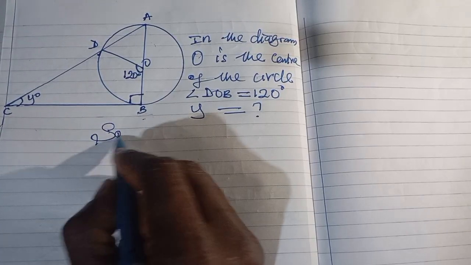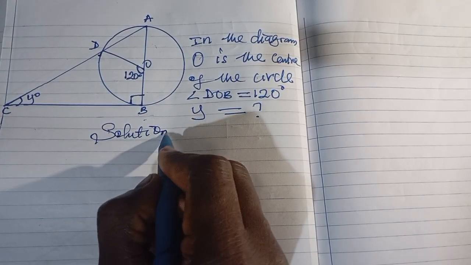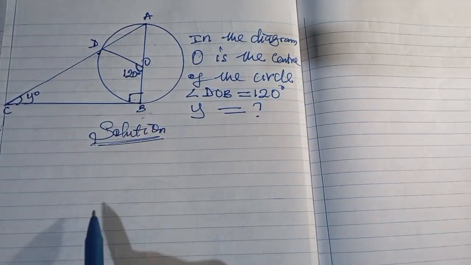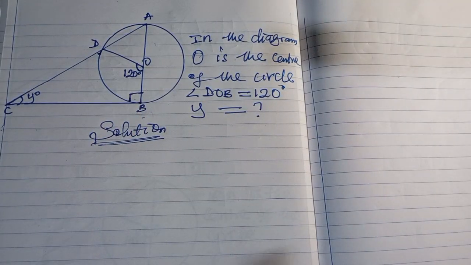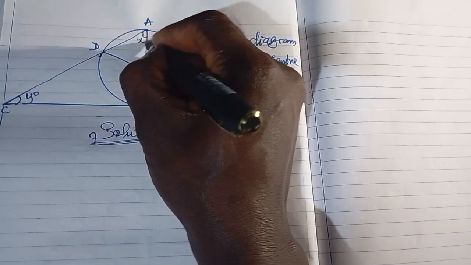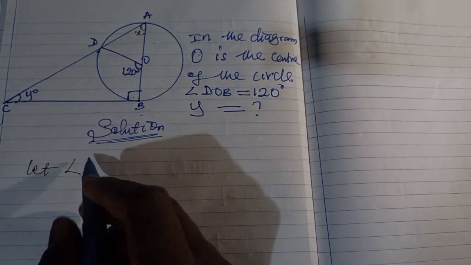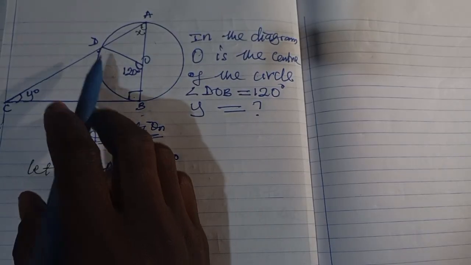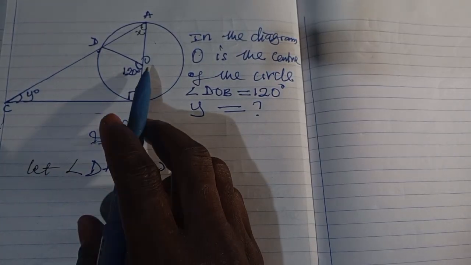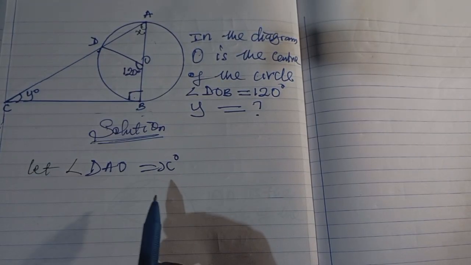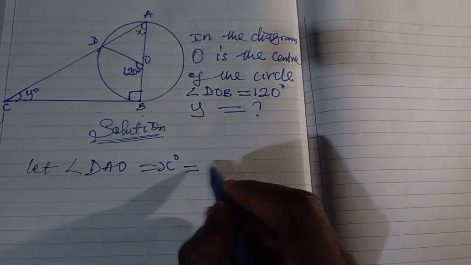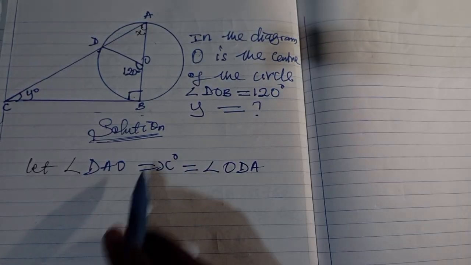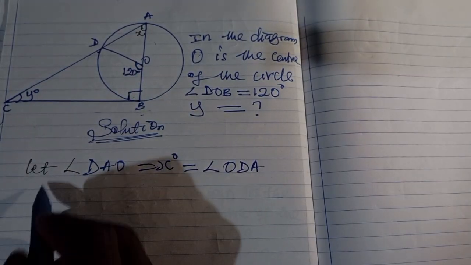Solution. If this is the diameter, this is 90 degrees. Then let's call here x. So let angle DAO be x. So here also is x, that is angle ODA, which is the same as angle ODA because they are base angles of an isosceles triangle.